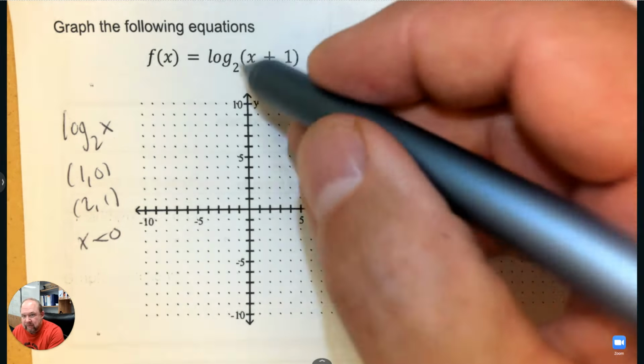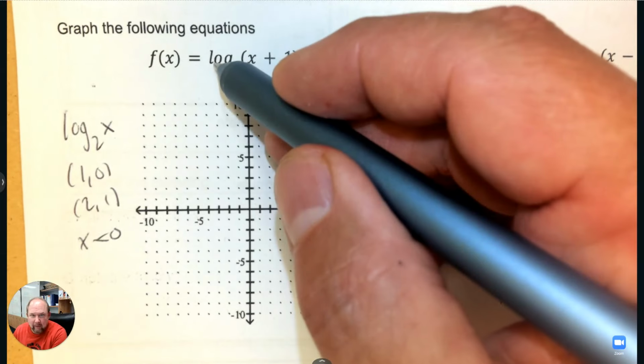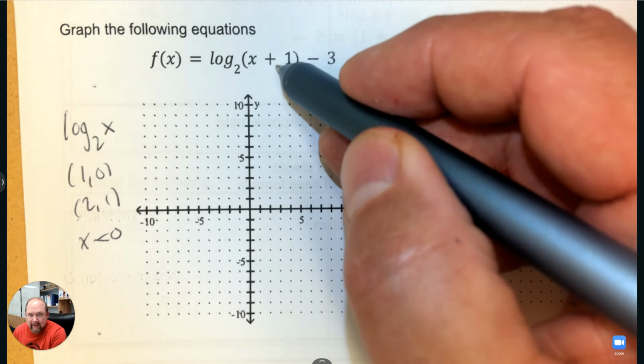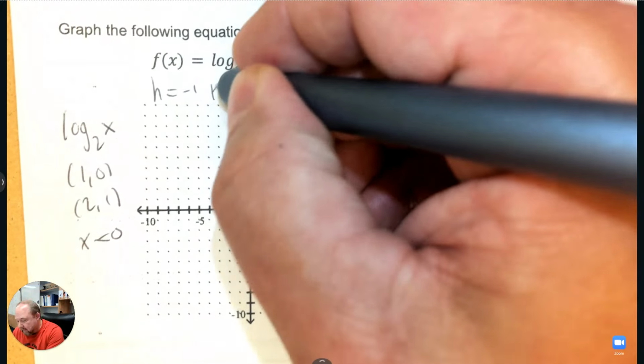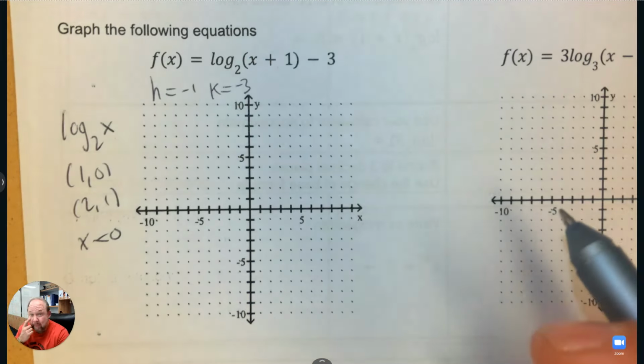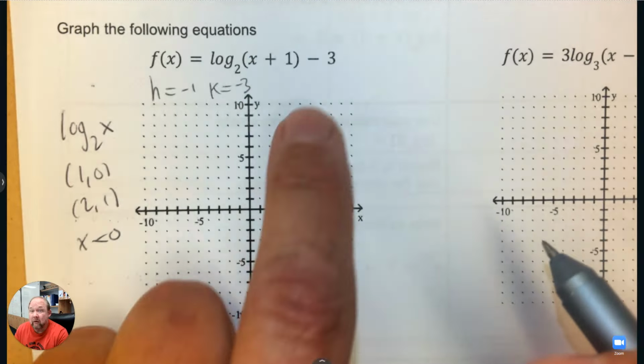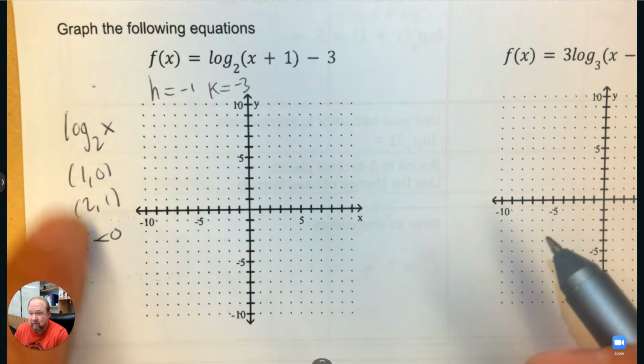So I don't see a number for a in front. So a is 1, but it doesn't change anything. h is negative 1. That matters. And k is negative 3. Those are the only ones that matter. And again, these aren't numbers, but operations. So we are going to subtract 1 to all the x values.